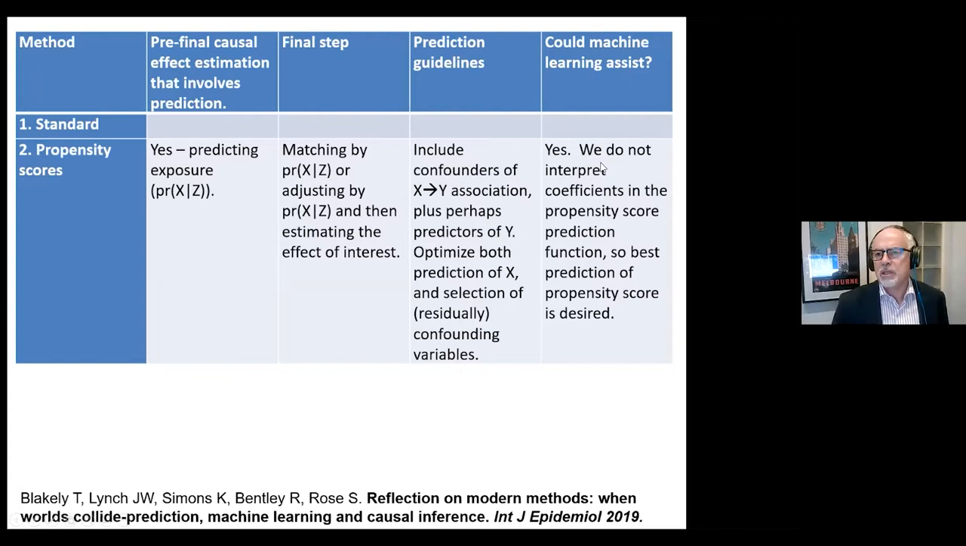And, you know, think about it. We don't give a toss. We don't interpret the coefficients in the propensity score. It's not that they're irrelevant. It's just that we don't need to know what they're doing. We just need something that predicts the exposure. And so that's another way of realizing machine learning, we can use it here because we're just predicting the exposure. Then we do our final estimation step.